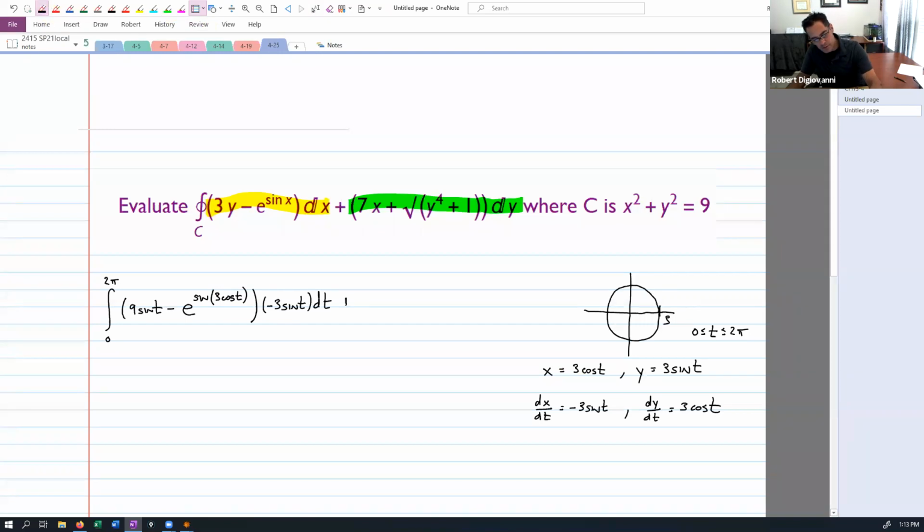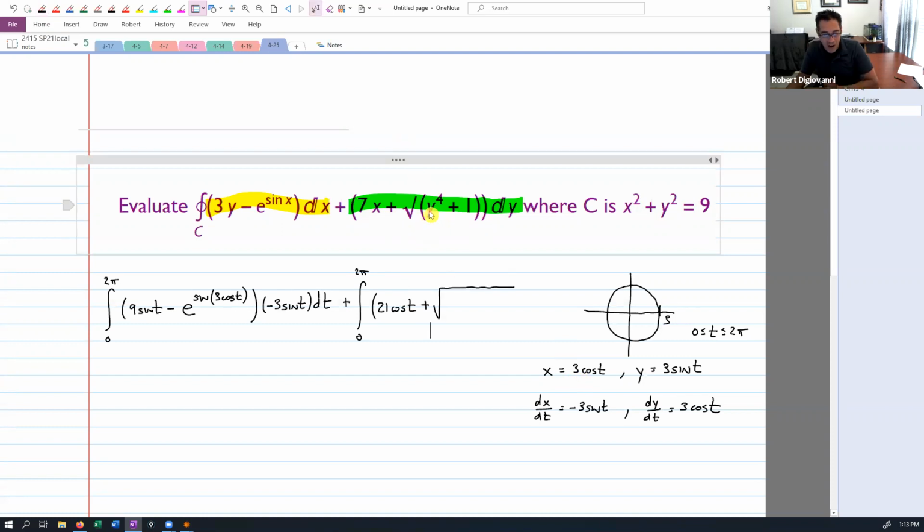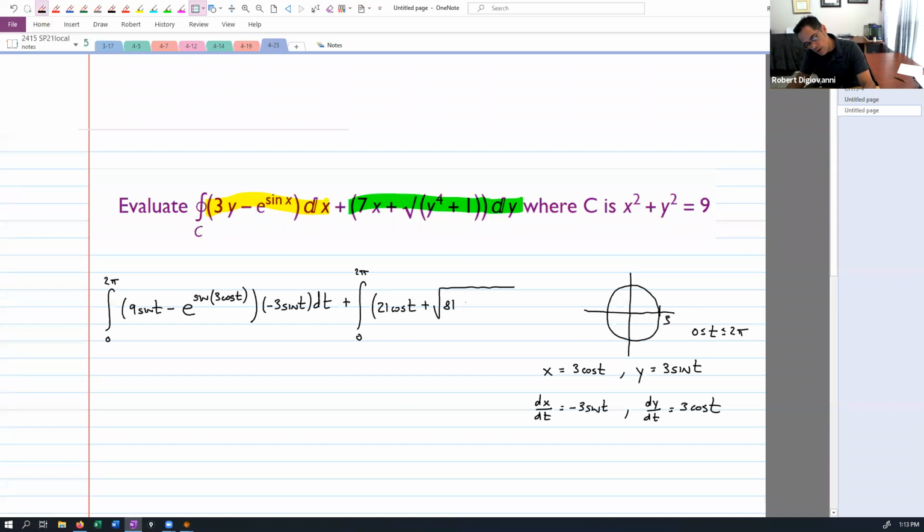So another integral, 0 to 2 pi, 7 times x. So 7 times 3 cosine t, that's 21 cosine t, plus, that's supposed to be the square root of y to the 4th, which is going to be 3 sine t to the 4th power. That's 81 sine to the 4th t plus 1. All of that times dy, which is 3 cosine t dt. Does anybody feel like integrating this?